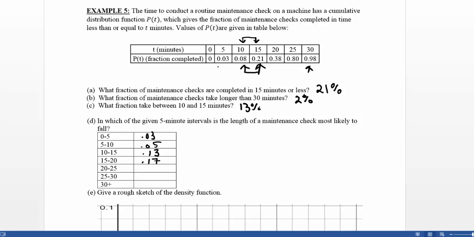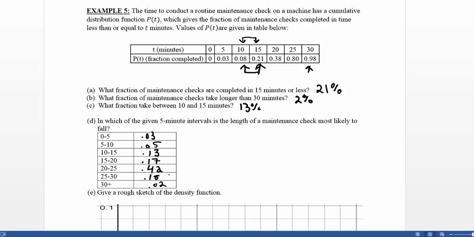From 20 to 25 minutes, I subtract those two numbers and I get 0.42. So 42% of maintenance checks take 20 to 25 minutes to complete. From 25 to 30 minutes, I'm going from 0.80 to 0.98. If I subtract those two numbers, I get 0.18 or 18%. And then we said on answer B that there's 2% that are going to take more than 30 minutes, so 0.02.